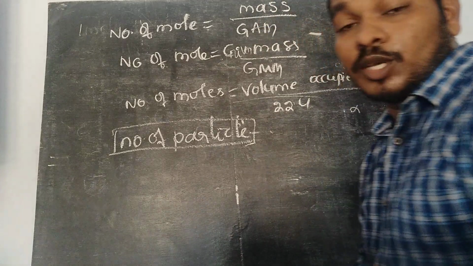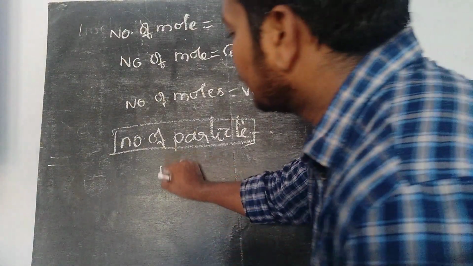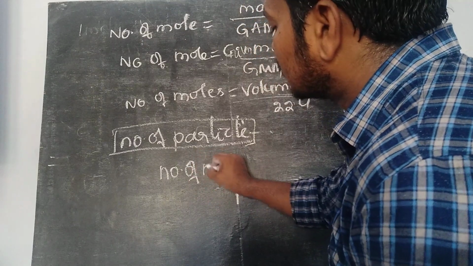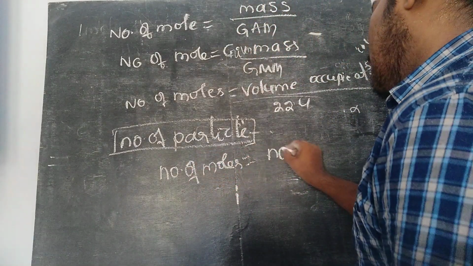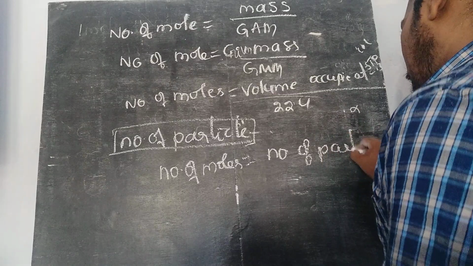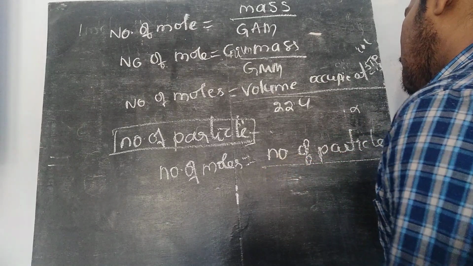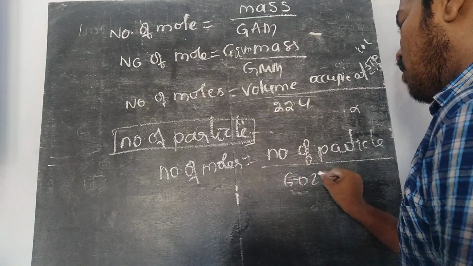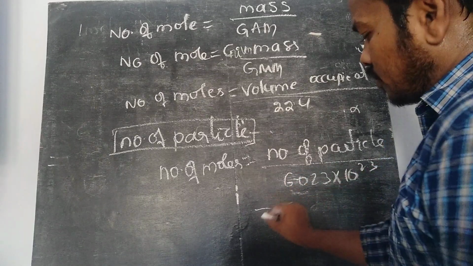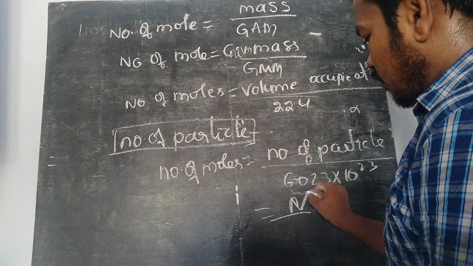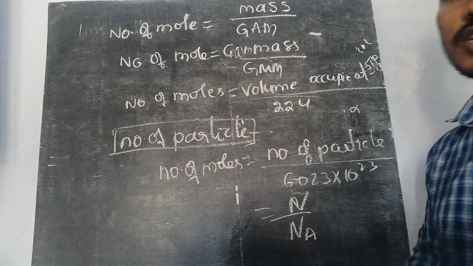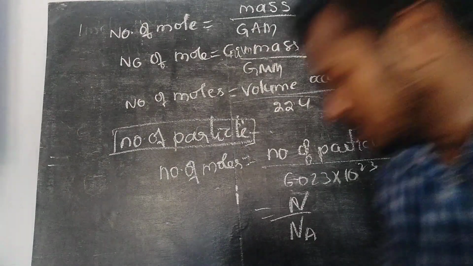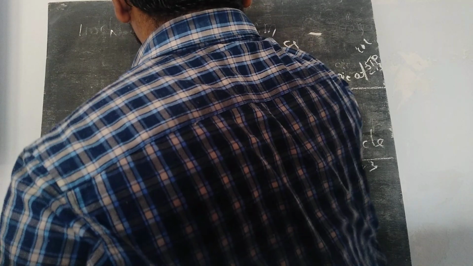Sometimes they will give the number of particles and ask for the number of moles. In that case, the number of moles is equal to the number of particles divided by Avogadro's number. Avogadro's number is 6.023 × 10^23. Now let's see some numericals. I will give some examples, and you have to calculate and answer in the comment section.